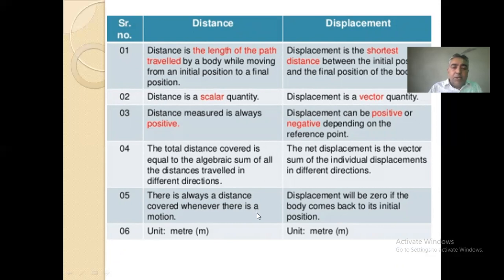The distance measured is always positive. Displacement can be positive or negative both.